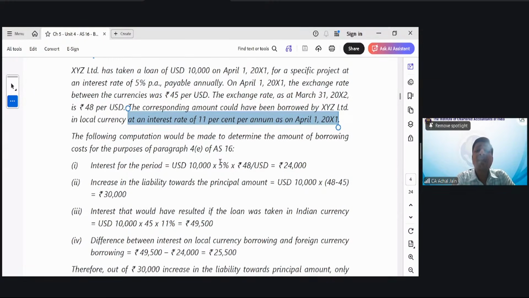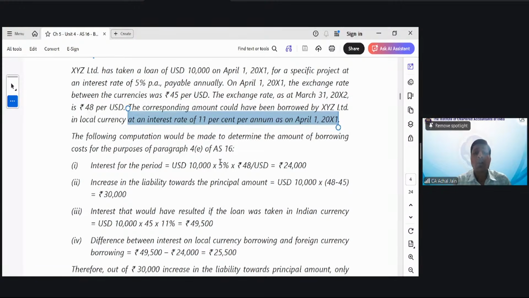Now, where do you take this impact of exchange difference loss? It will go to P&L. See, the interest of 24,000 you will capitalize, and exchange difference loss you will take to P&L. Okay, right? Now, next.